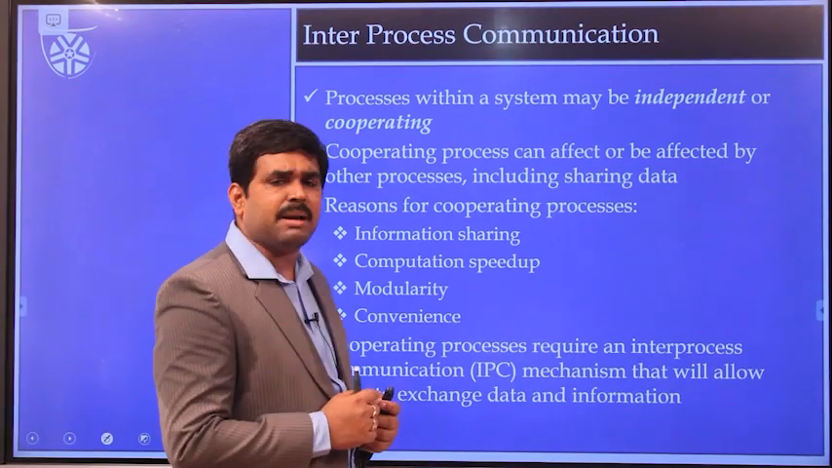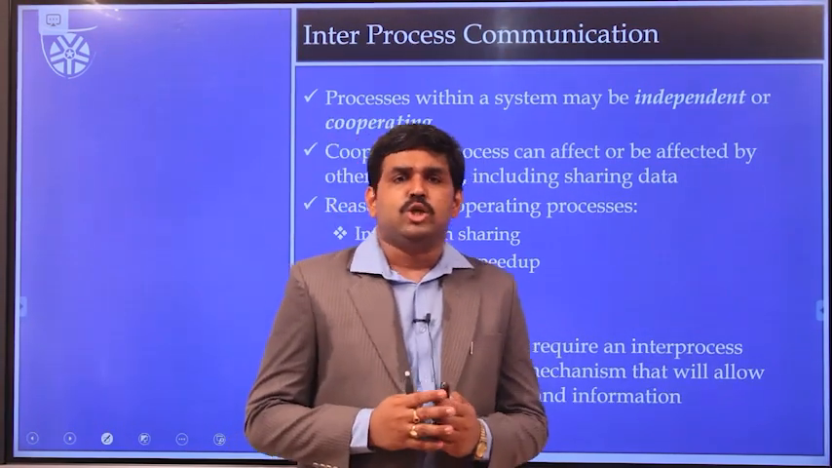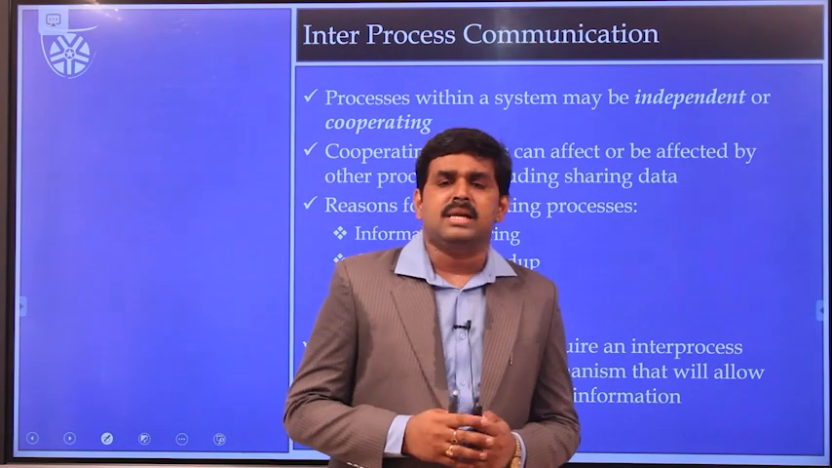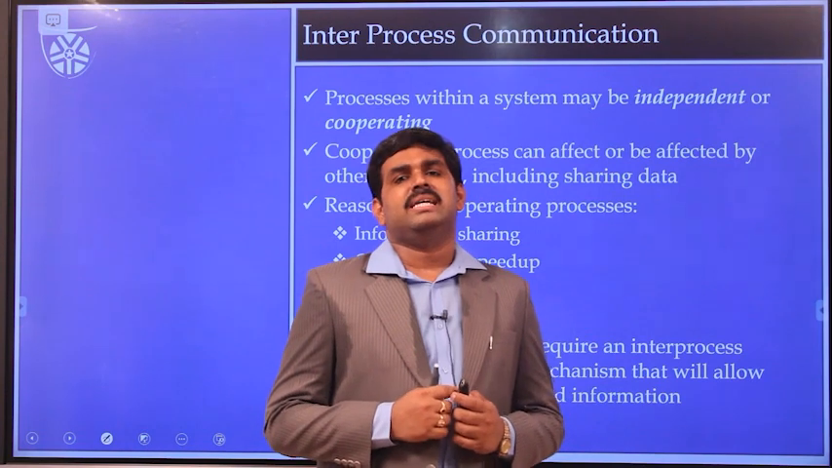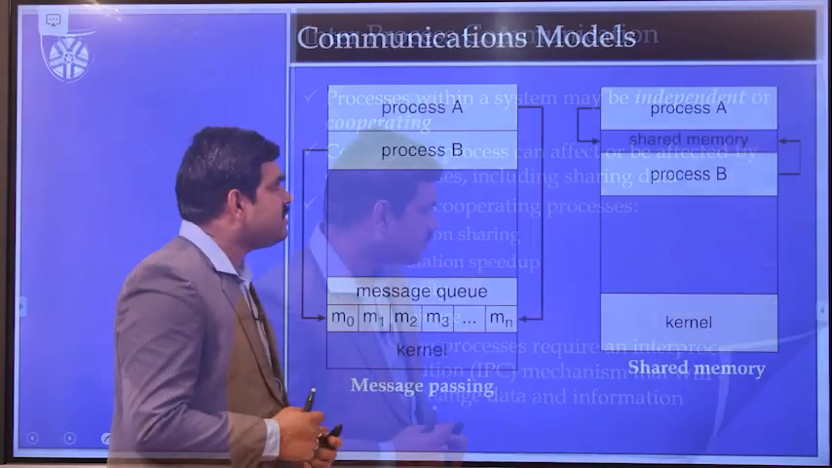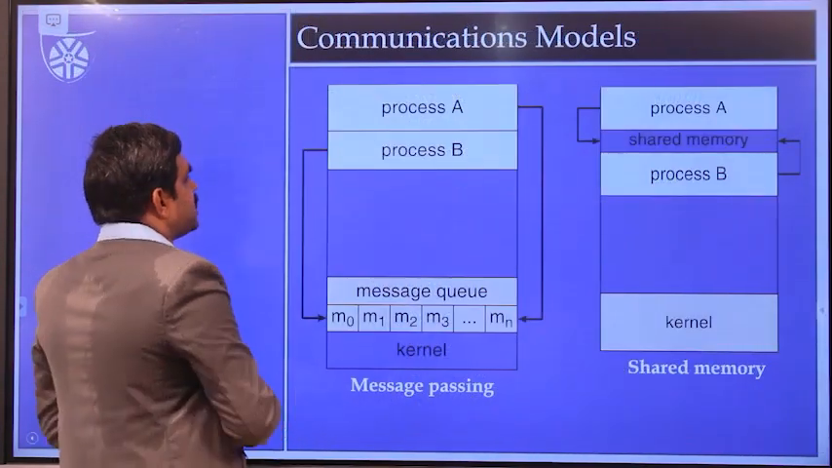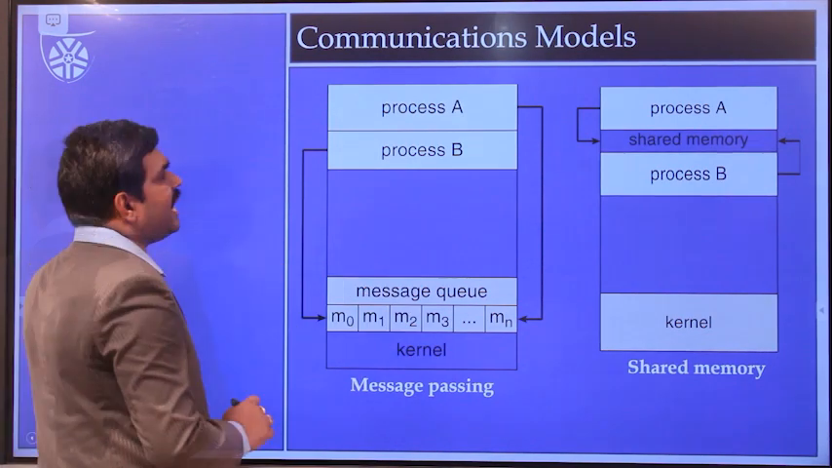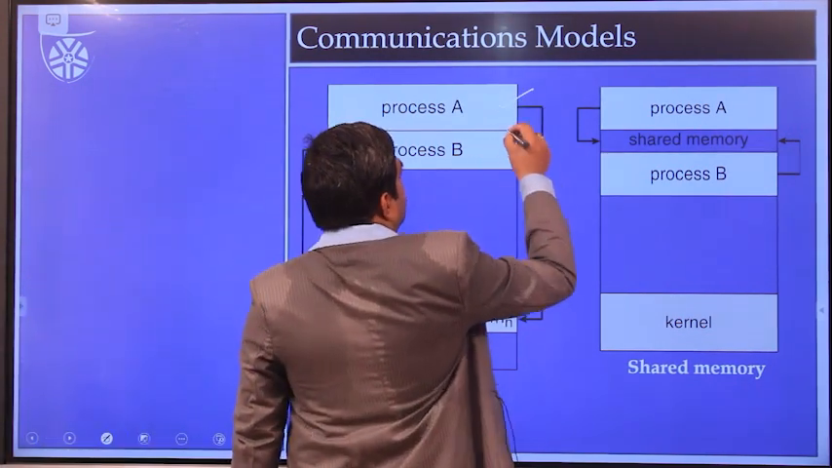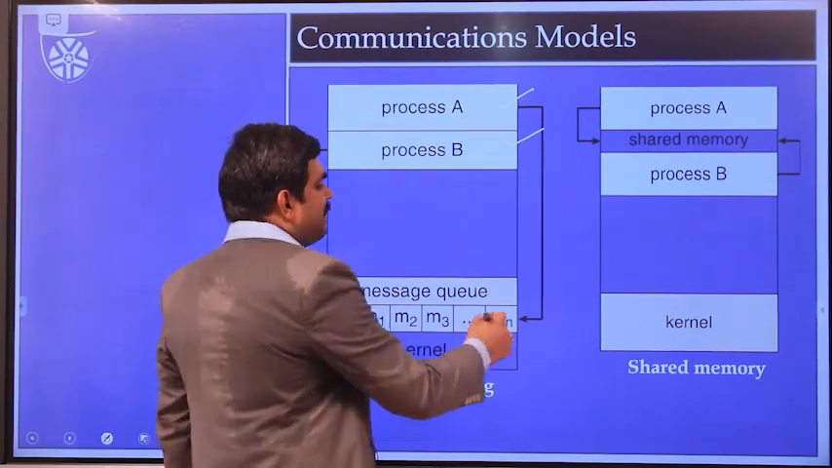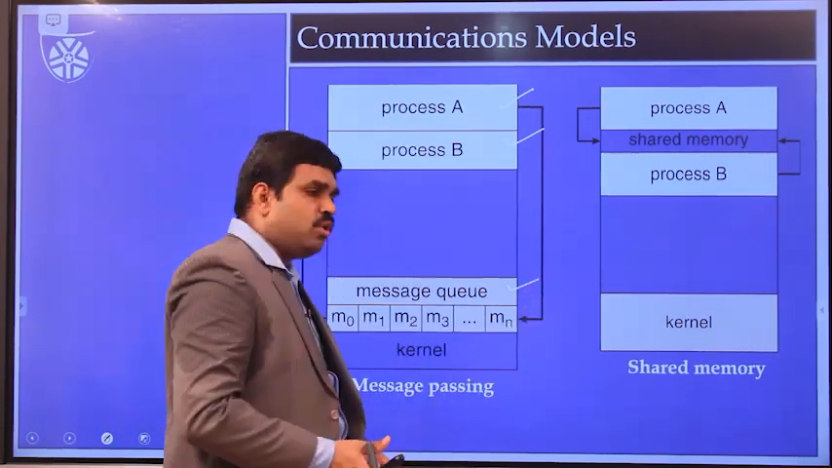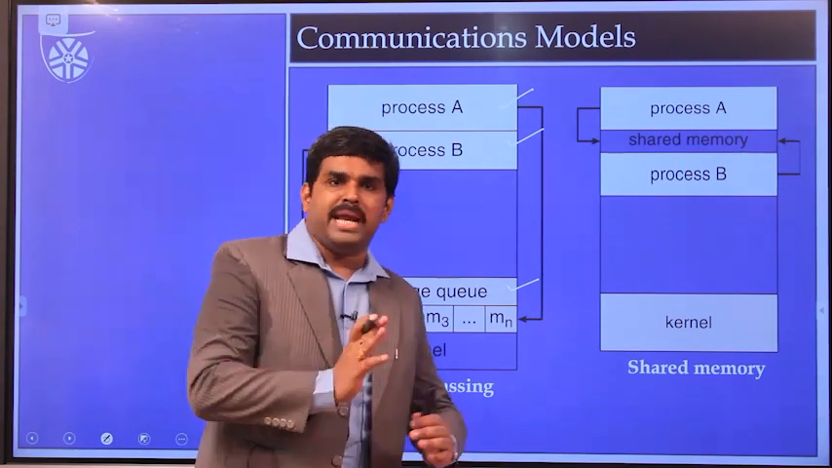This interprocess communication is established through two kinds of methodologies. One is message passing and the other one is shared memory. Let us discuss shared memory at first. Here there are two processes, process A and process B. They want to communicate with each other through messages, and these messages can be sent either directly or through mailboxes.